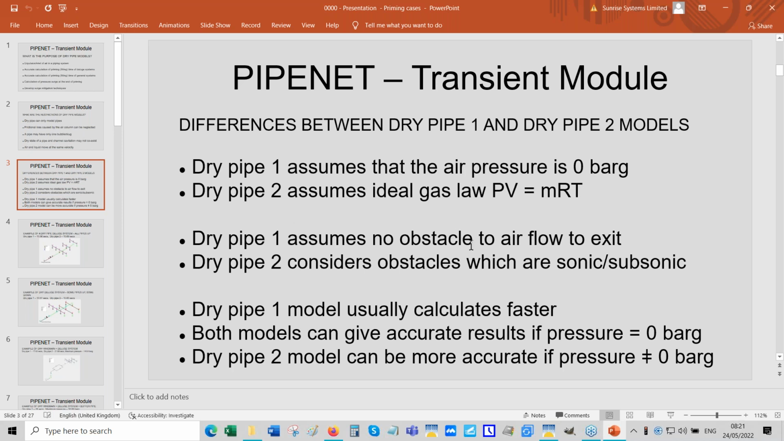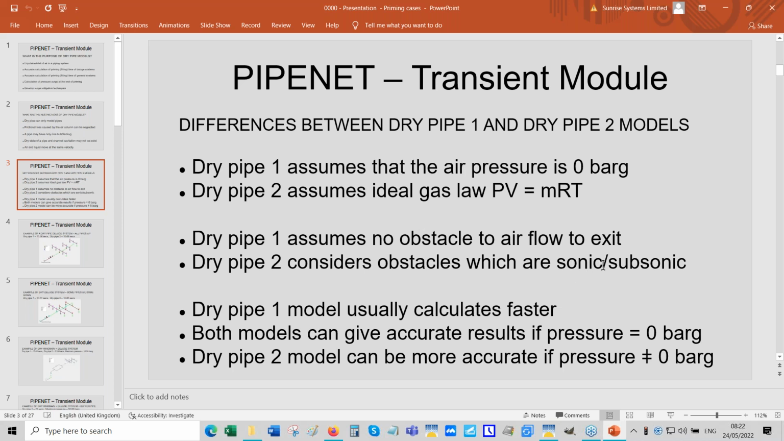Dry pipe 1 assumes that there is no obstacle to airflow to the exit. That's also more or less implied in this, because if there was an obstacle, we cannot assume the pressure is 0 bar gauge. Whereas dry pipe 2 considers obstacles which are sonic or subsonic. And this can be relevant in systems where there is a pressure loss downstream of the dry pipe.